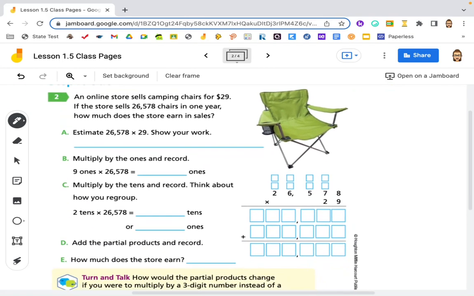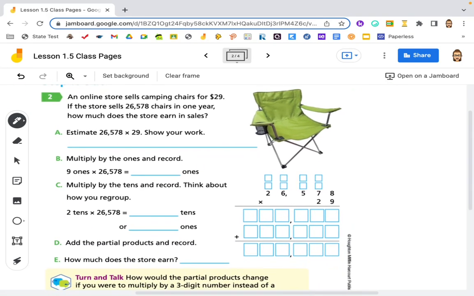And it says, an online store sells camping chairs for $29. If the store sells 26,578 chairs in 1 year, how much does the store earn in sales? Well, first we estimate. So I'm going to take 26,578 to the nearest 10,000, which is going to be 30,000. And I'm going to take 29 to the nearest tens, which is going to be 30. So I multiply my two threes together to get 9, and then I add my zeros, so I have 5 zeros. So 900,000 is what I get.